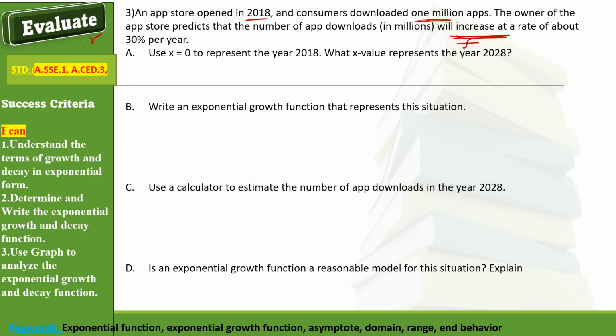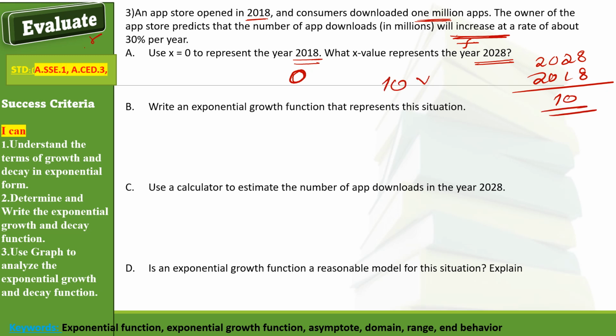Use x equals 0 to represent the year 2018. What x value represents the year 2028? So if 2018 is the 0 value, so 2028 will be, of course, how many years past? So you can see 2028, 2018. If you subtract, how many years pass? 10 years pass, right?